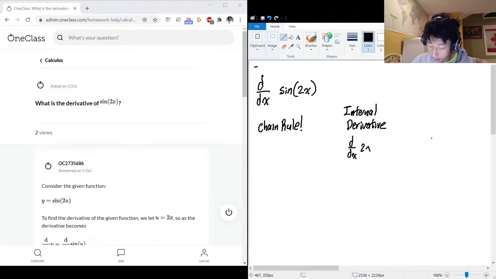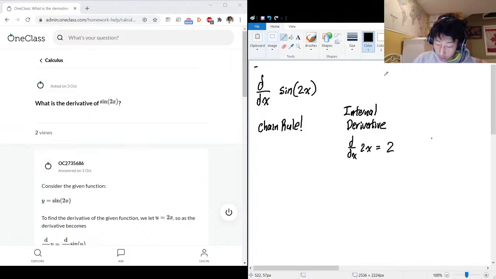Of 2x. That's just equal to 2 because, with our rule, we subtract the power by 1. Here's x to the power of 1. Subtract it down to x to the power of 0. That becomes 1. You multiply the whole thing by 1. It remains 2. So the result of this is 2. That's the internal derivative.